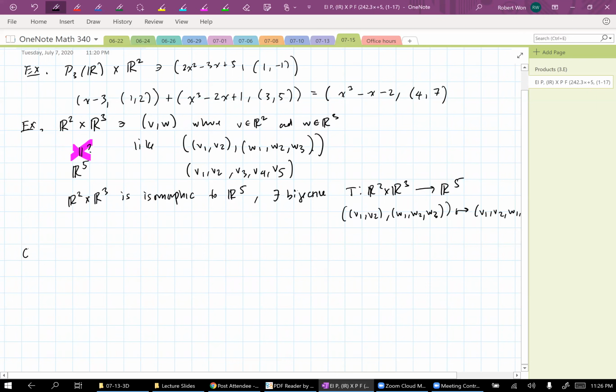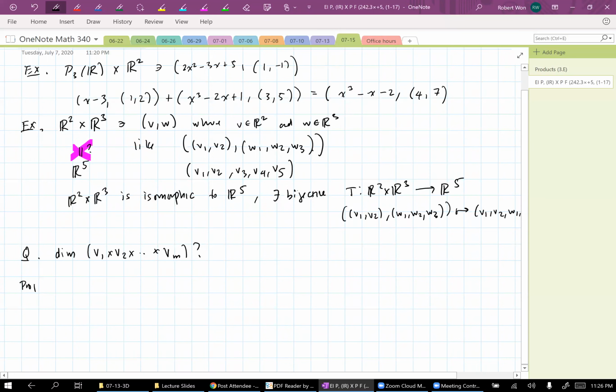Here's a question for you. What is the dimension of a product? Well, in this previous example, we took a vector space of dimension 2 and a vector space of dimension 3, and their product was a vector space of dimension 5. So I think a reasonable guess here is that the dimension is the sum of the dimensions of the Vi's. And this is true.